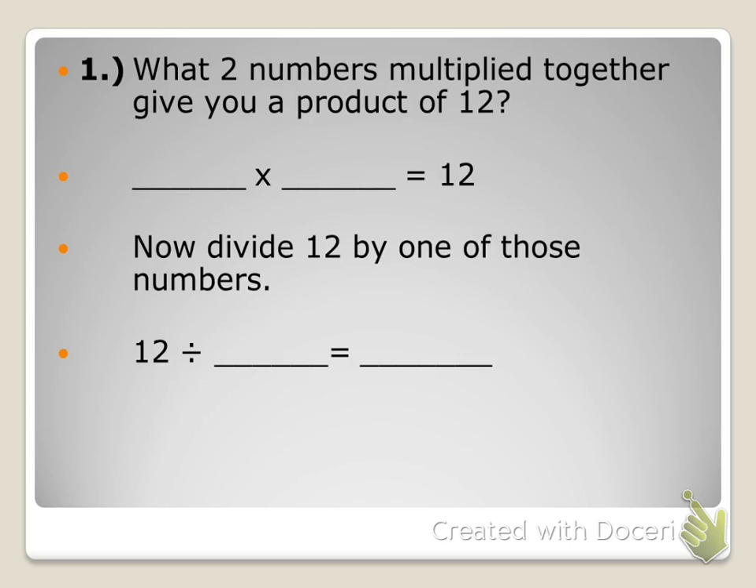What two numbers multiplied together give you a product of 12, Natalie? 12 and 2, or not 12 and 2, 6 and 2. Okay, so we could use 6 and 2. That's not our only option, but it's a good option.